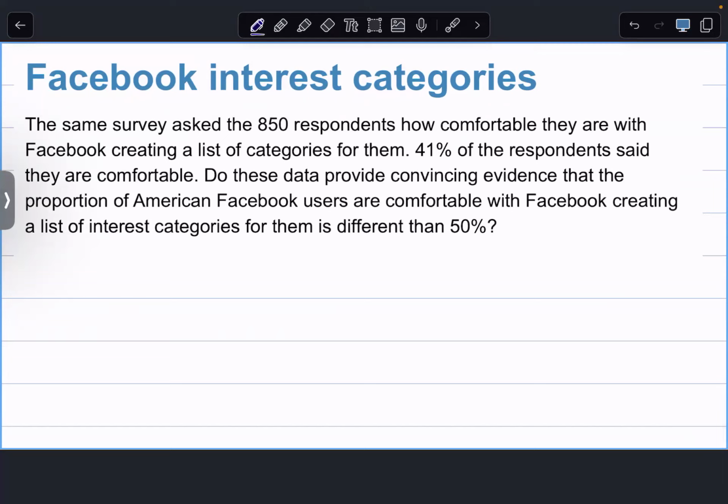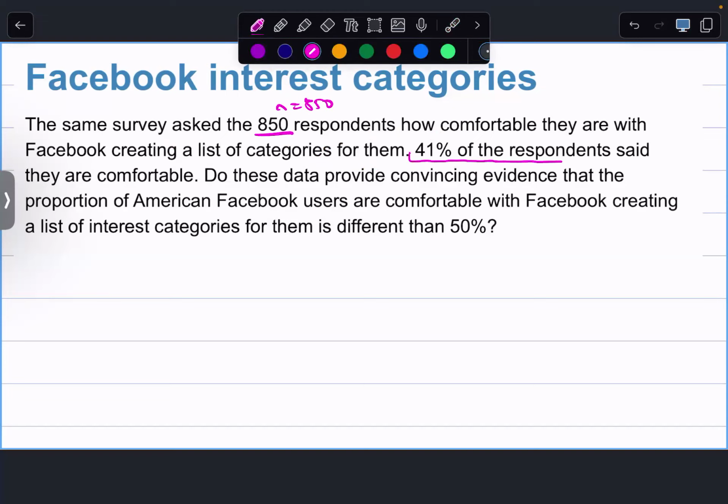So it's referring to the same survey that we were talking about for the confidence interval. We're just talking about a different question on the survey. And so the same survey asked the 850 respondents. And so first thing I'm going to do is make a note here that n is 850. How comfortable they are with Facebook creating a list of categories for them. 41% of the respondents. Now here, if it's of the respondents, then this must be a sample proportion. In fact, p hat must be 0.41. Said that they are comfortable.